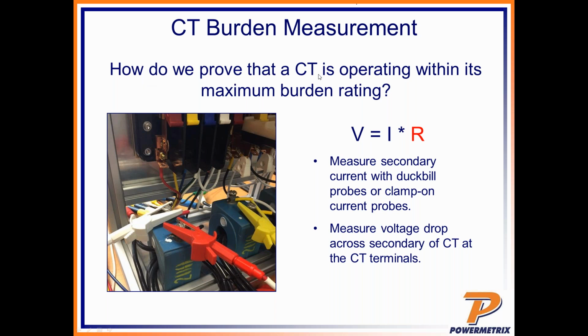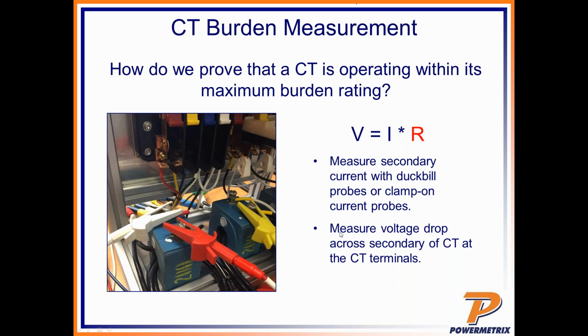So how do we prove that a CT is operating within its maximum burden rating? It's just Ohm's law. It's just voltage equals current times the resistance, okay? What we're searching for is what this resistance is here. So we're doing that by measuring the secondary current with your duckbill probes or clamp-on current probes like we normally would.